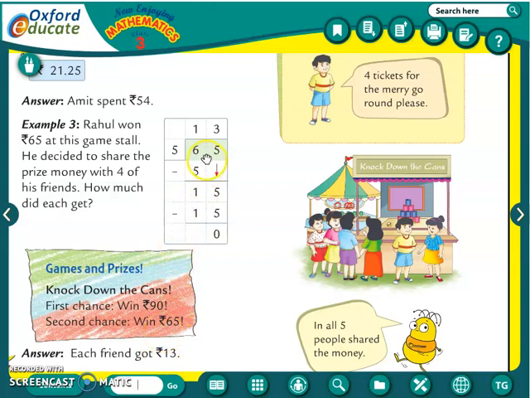So division is the same as we are doing, 65 divided by 5. So the answer will be 13. That answer we have to write: each friend got rupees 13. This is the answer of division.